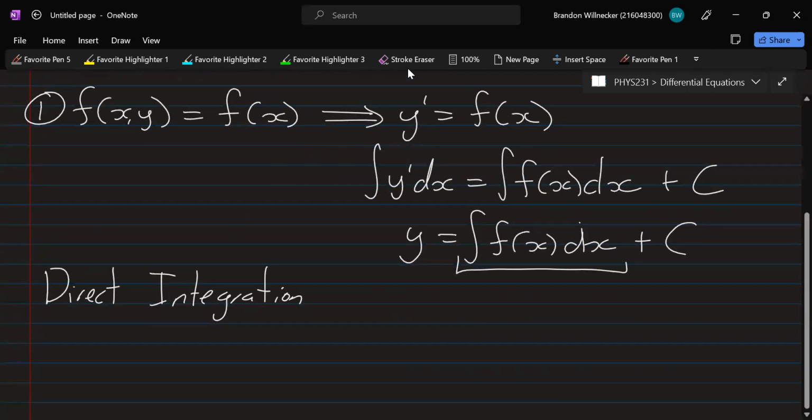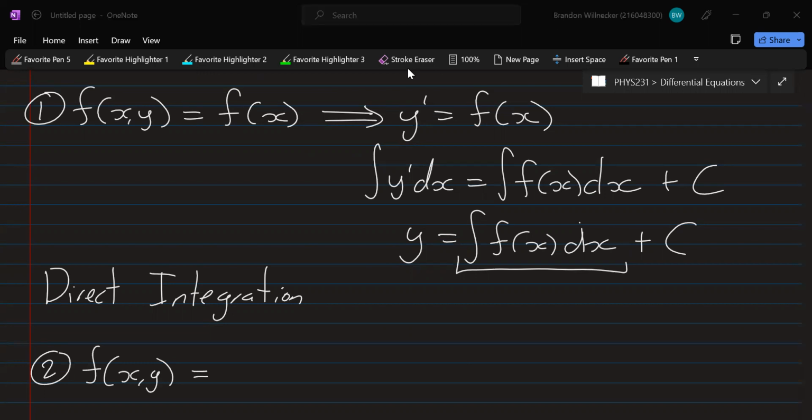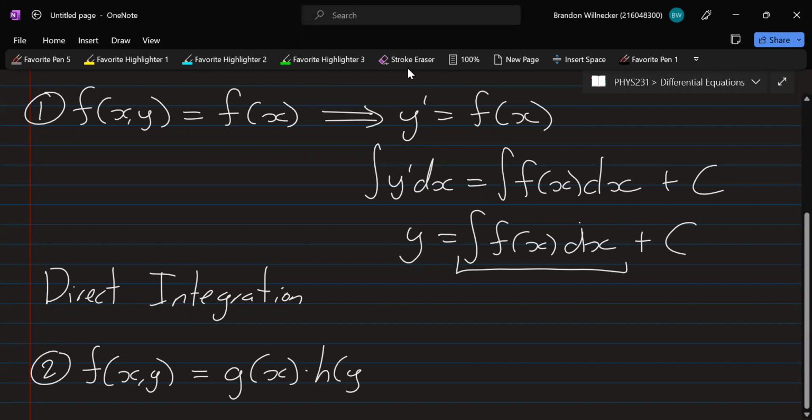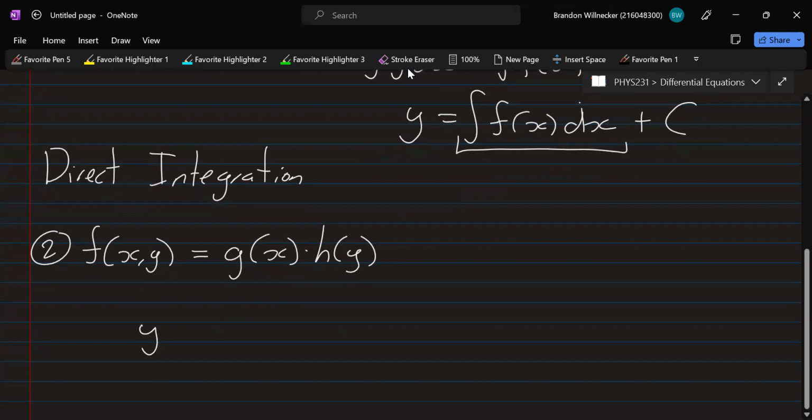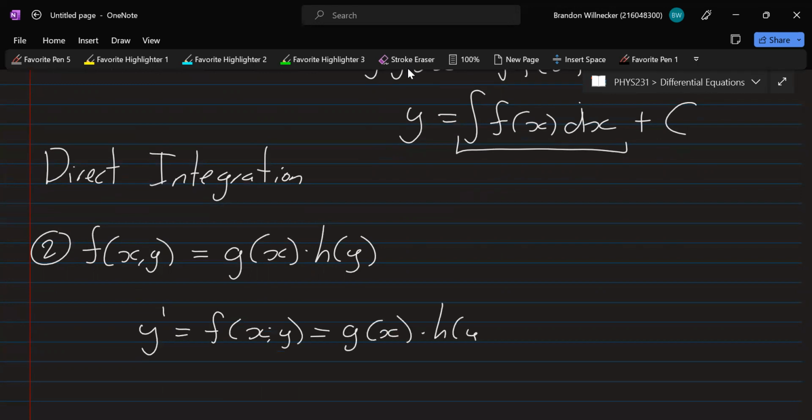Number 2, something a bit more difficult, is called separation of variables. So in that case, our f of x, y is in fact separable. So what do we mean by separable? It means that this combined x and y function can be written as the product g of x times h of y. In other words, we can separate all of the x dependence into g and all of the y dependence into h, and then the resulting g times h is our f. So sometimes we have this particular case. In this case, we have the following differential equation: y prime is equal to f of x, y, but this is equal to g of x times h of y.